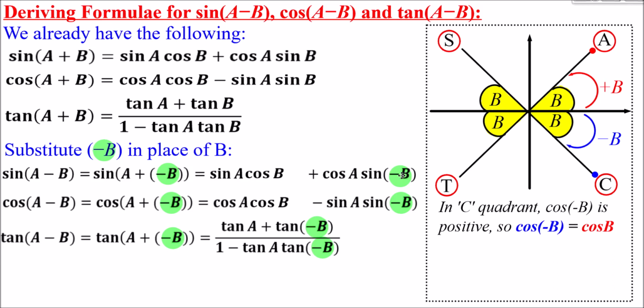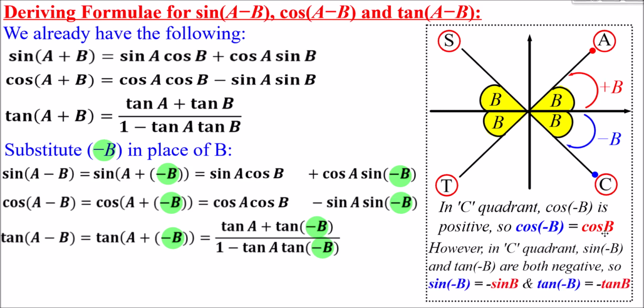But then we need to think about the sine minus B's and these tan minus B's. So again, thinking about this C quadrant here, sine minus B down there is negative, but sine of positive B is positive. Same deal for tangent as well: sine of minus B is minus sine B, and tan of angle minus B is minus tan B. The magnitudes of tan of both is the same, but one's positive in the A quadrant and the other's negative because it's in the C quadrant.